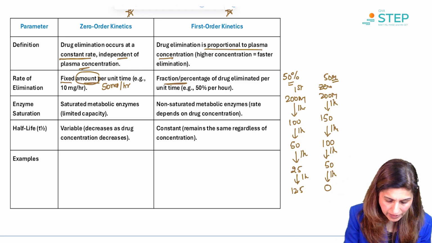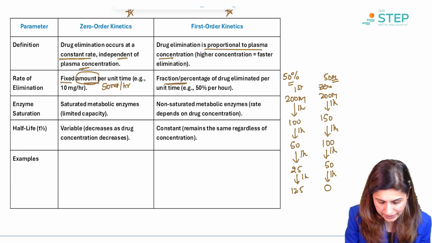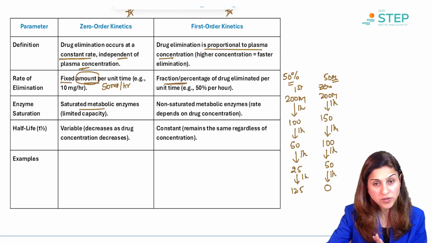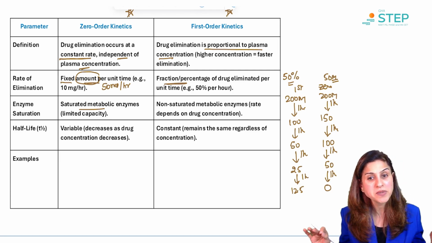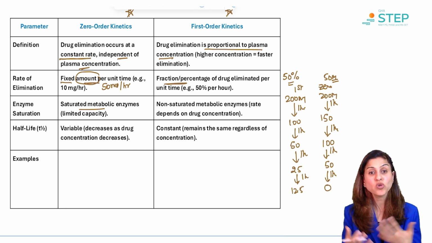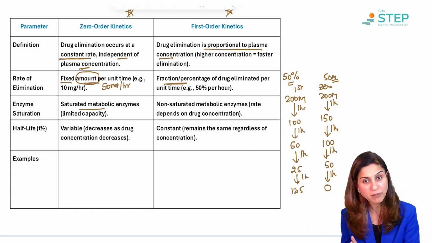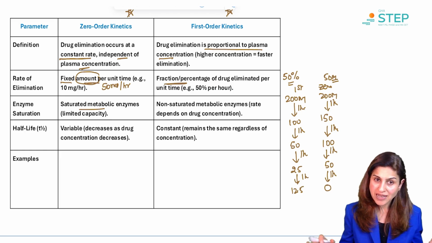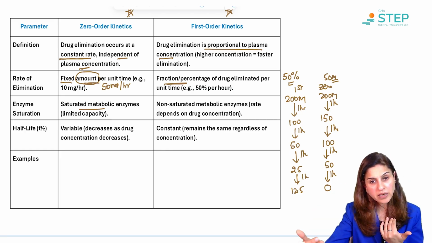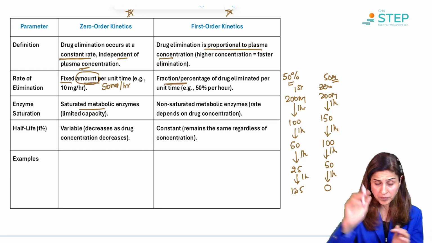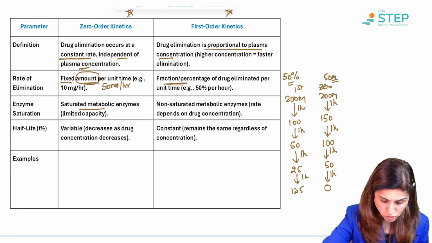Now, in zero order kinetics, why does it happen that even if you increase the dose of the drug, it will only stay 50 milligrams per hour? Because the enzymes get saturated. There's no more enzyme present to metabolize the drug. In first order, there is no saturation. That's why if you go on increasing the dose of the drug, accordingly the rate of elimination will be faster. I can show you by example.